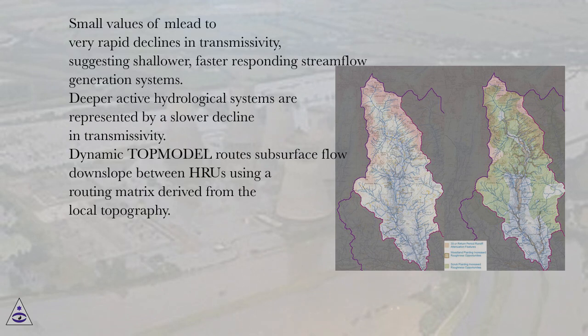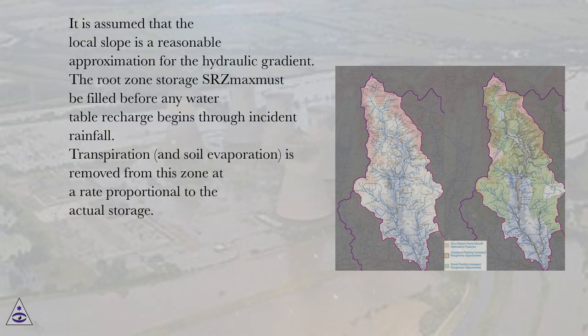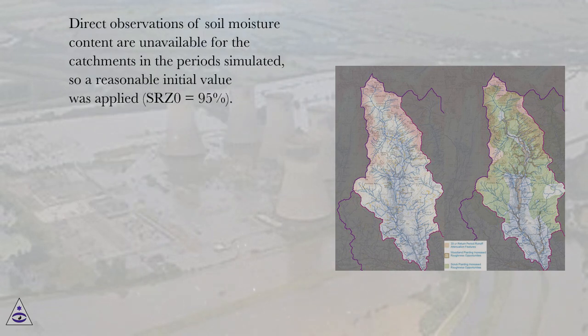Dynamic TOPMODEL routes subsurface flow downslope between HRUs using a routing matrix derived from the local topography. It is assumed that the local slope is a reasonable approximation for the hydraulic gradient. The root zone storage, SRZmax, must be filled before any water table recharge begins through incident rainfall. Transpiration and soil evaporation are removed from this zone at a rate proportional to the actual storage. Direct observations of soil moisture content are unavailable for the catchments in the period simulated, so a reasonable initial value was applied, SRZ0 equals 95%.